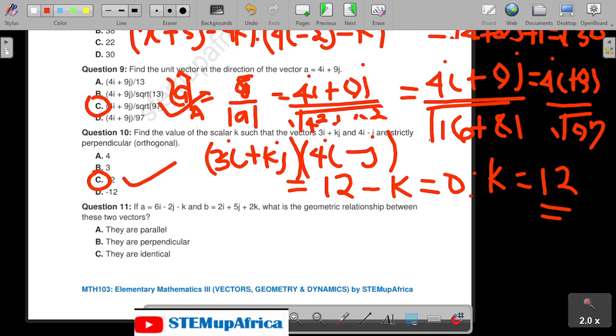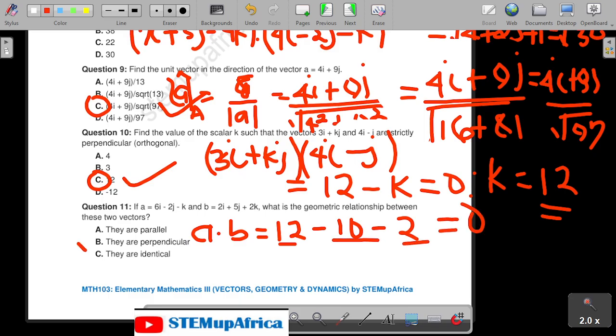That means the dot product must be 0. So let's find the dot product of A and B. A dot B will be what? I to I, which is 6i times 2i, that will give us 12. J to J, minus 10. K to K is minus 2. 12 and minus 10. So they are perpendicular, which is option B.